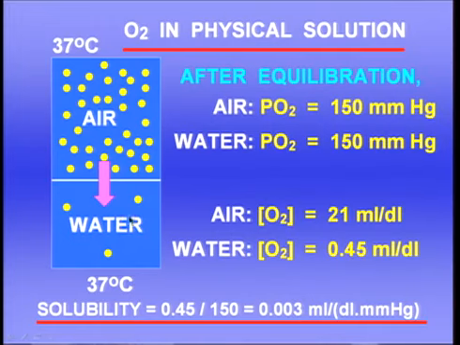And that, of course, is because the solubility of oxygen in water is relatively low. In fact, the solubility is shown down here as 0.003 mL per deciliter per millimeter of mercury. And so the amount of oxygen at a PO2 of 150 is going to be 150 times 0.003, and that comes to 0.45 mL per deciliter. Okay, so that's oxygen in physical solution.